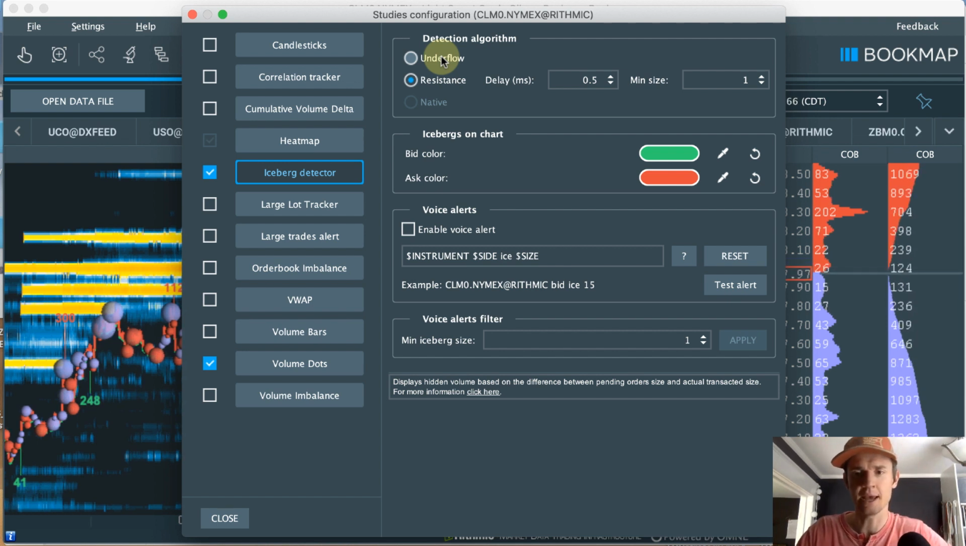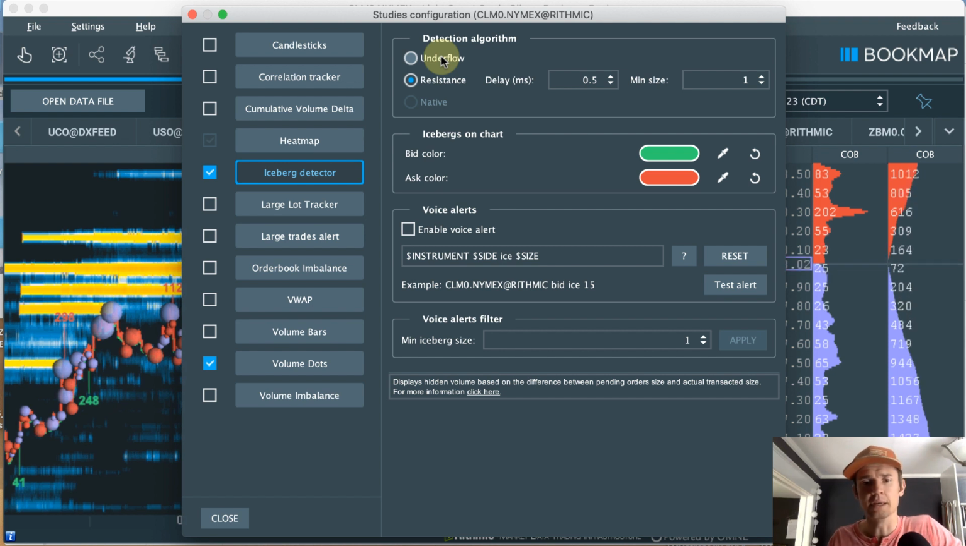How fair is that? But that's what the underflow is supposed to show you. Personally, I think this iceberg detector is completely useless, and Bookmap itself kind of agrees, because they came out with, and I do use this one, an API. It's called MBO data. Rhythmic has started providing market by order data, meaning that they are starting to show you where those hidden orders execute.